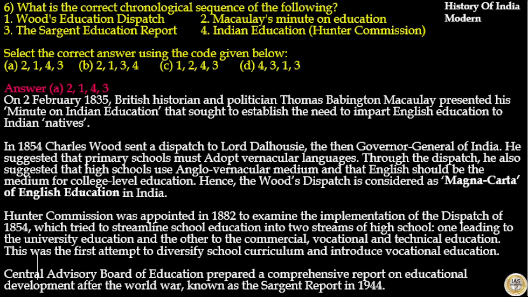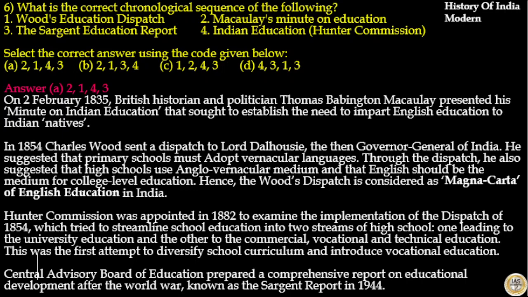On 2nd February 1835, British historian and politician Thomas Babington Macaulay presented his Minutes on Indian Education that sought to establish the need to impart English education to Indian natives. In 1854, Charles Wood sent a dispatch to Lord Dalhousie, the then Governor General of India. He suggested that primary schools must adopt vernacular languages. Through the dispatch, he also suggested that high schools use Anglo-vernacular medium and that English should be the medium for college-level education. Hence, Wood's dispatch is considered as Magna Carta of English education in India.